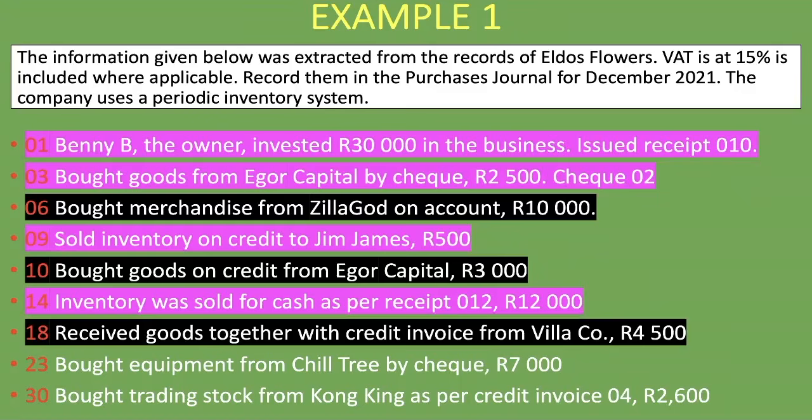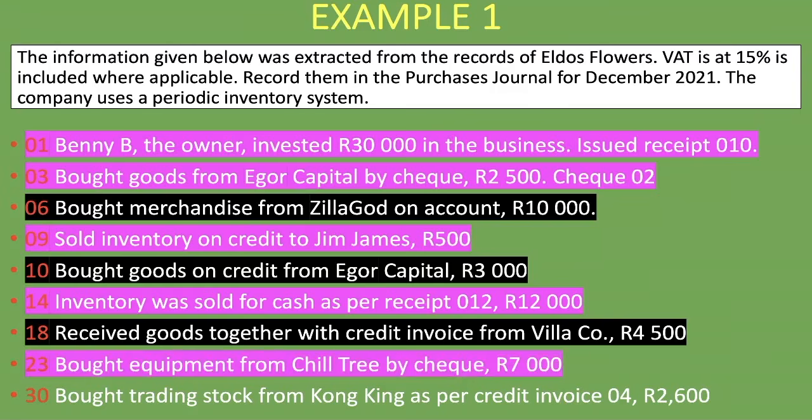And then on the 23rd, we bought equipment from Chiltree by check, 7,000 rand. Does this go into the purchases journal? Of course not, because here we're buying equipment. So these are not merchandise or goods or stock that we're going to resell in our ordinary course of business. And again, we paid for it by check, so we didn't buy it on credit, so it doesn't go into the purchases journal. So let's highlight it in purple.